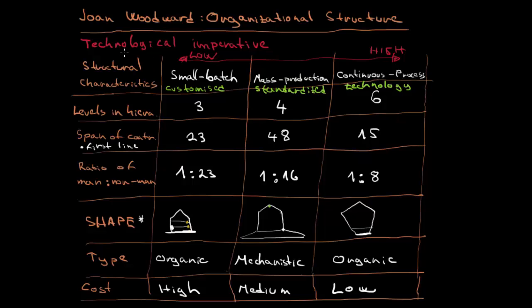So this was the idea behind the technological imperative, how the technology predetermines our organizational structure, and here were the ideas. From my point of view, it is the most important to remember the shape of the company and the type of the structure. So hopefully see you in the next video.